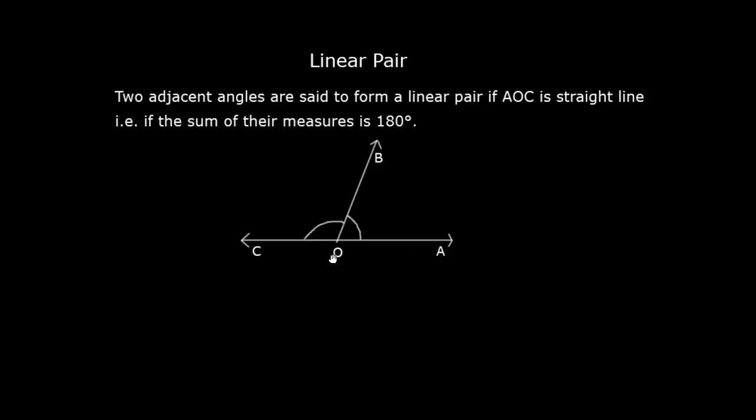It works both ways. If COA is a straight line and ray OB stands on it, then the sum of the two adjacent angles so formed is 180 degrees. And in case the sum of two adjacent angles is 180 degrees, then their non-common arms are opposite rays, so they form a straight line. This concept is very important in geometry. Let's see what kind of questions can be asked on this concept.